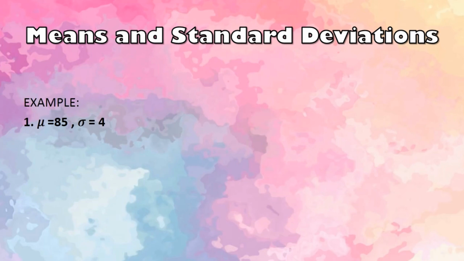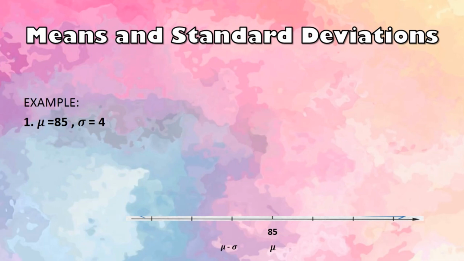Example number 1. The mean is 85 with a standard deviation of 4. So now, I'm going to teach you how to sketch the graph of the normal distribution given the mean and standard deviation. So here are the steps. Step number 1, draw a number line. Step number 2, locate the given mean on the origin of the number line. Step number 3, to get the values less than the mean, subtract the given standard deviation from the mean.